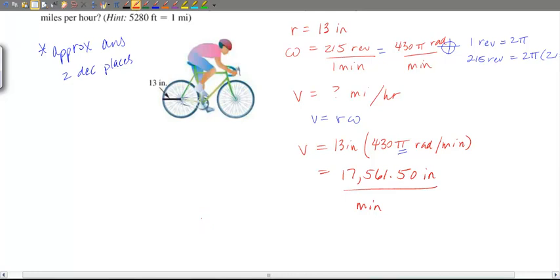And I'm going to come over here, and I'm going to start with my velocity that I found, 17,561.5 inches over 1 minute. And I write it as a fraction because that's how I'm going to start canceling things out. So I need the conversion that gets me out of inches and into feet. Hopefully you all remember that there are 12 inches in 1 foot. So because we can write it like this, my inches are going to cancel, leaving me in feet.